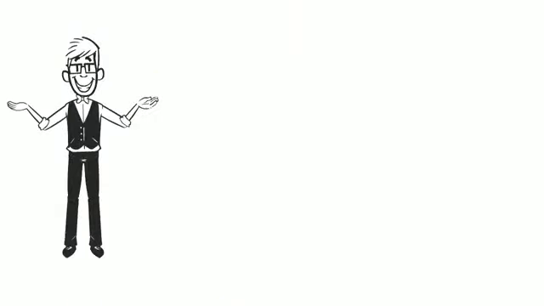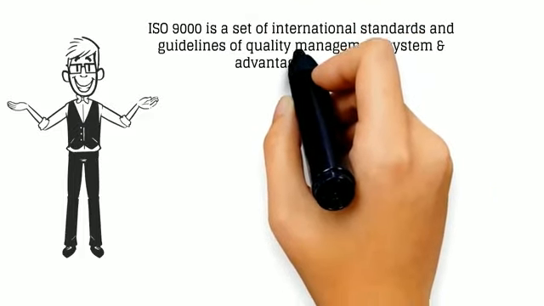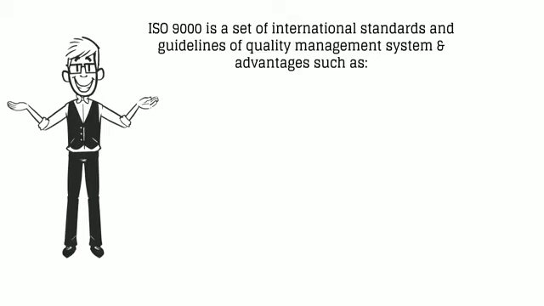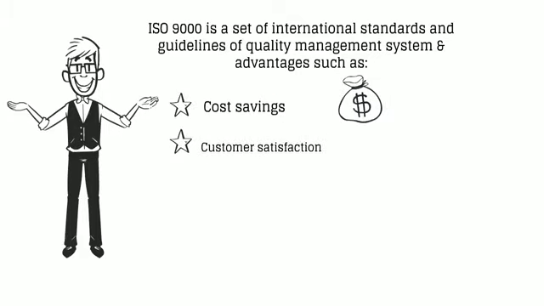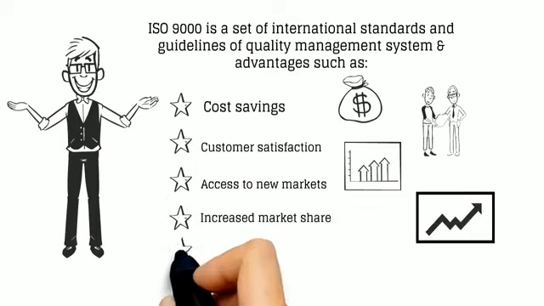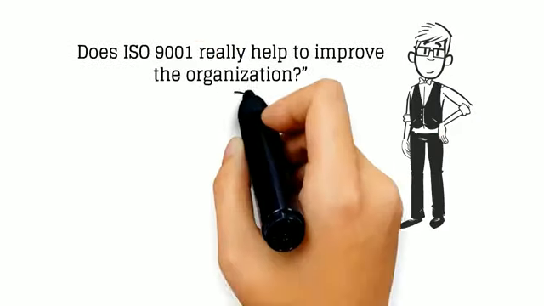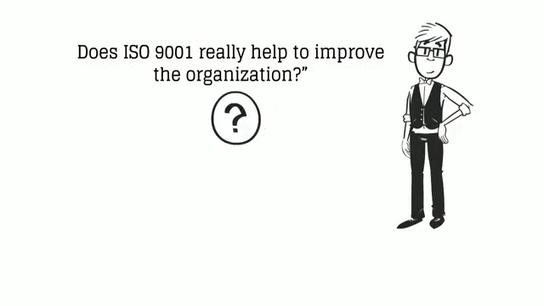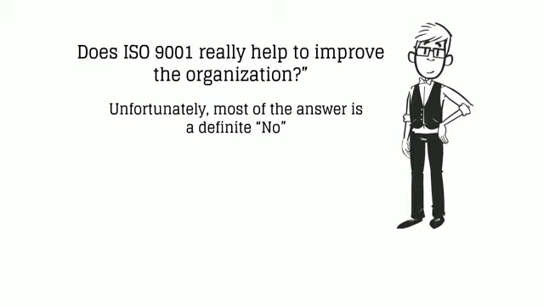ISO 9000 is a set of international standards and guidelines of quality management systems. There are many advantages associated with adaptation of ISO 9000, such as cost savings, customer satisfaction, access to new markets, increased market share, continual improvement. But in the real practice, does ISO 9001 really help to improve the organization? Unfortunately, most of the answer is definitely no.